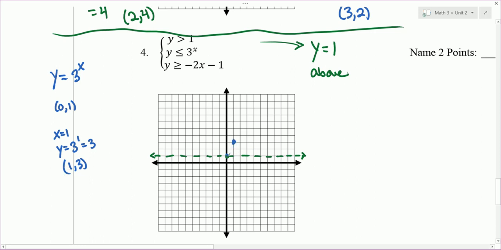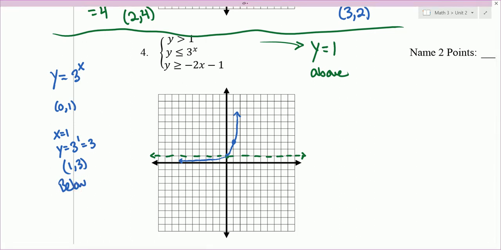And it's just going to, well, should we do dashed or solid? It's going to be solid. So it's going to be rising to the right. And then remember, it gets closer and closer to the x-axis, but never touches it. Something like that. And here, it's less than or equal, so we want to shade below. We've got one more to graph.